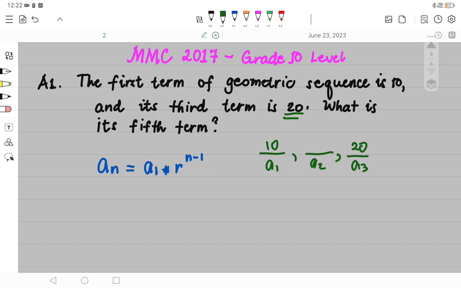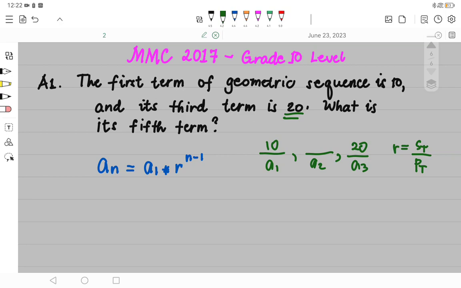So why did I put it like this? So that we know that the sequence has a missing term, so that we will be able to solve for the common ratio, because the formula for common ratio is the succeeding term divided by the previous term. So now, the succeeding term is the a sub 2. If we divide it by a sub 1, we don't know. Still, we cannot solve for the common ratio.